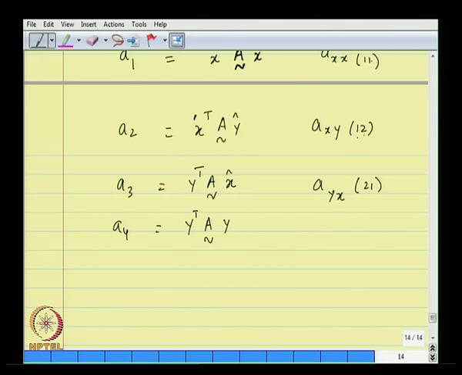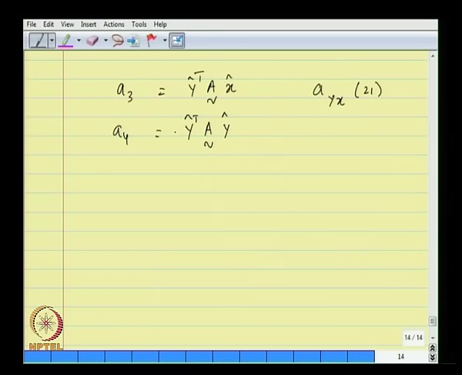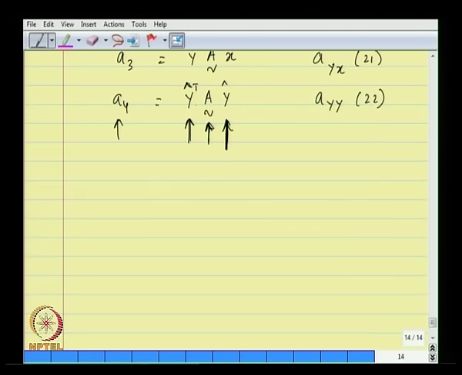These are all unit vectors. So, let us make sure that we have them with the hats on top. So, this is AYY, it is also known as A22. So, the elements themselves are projections of the operator A on both sides, on the left and the right. You pick the right matrix element by projecting on the corresponding basis vectors.